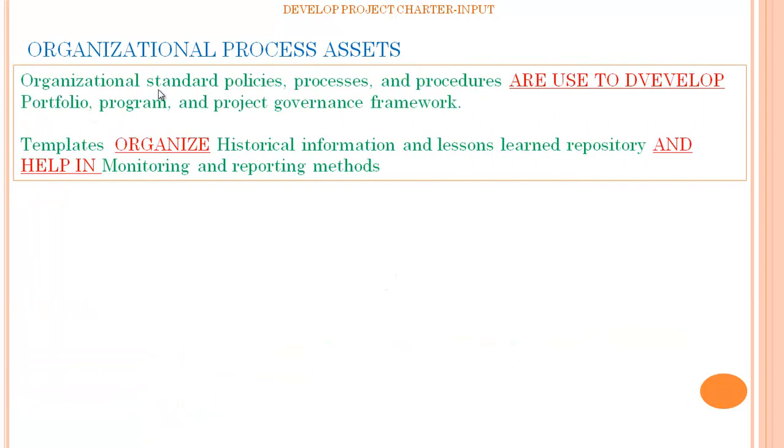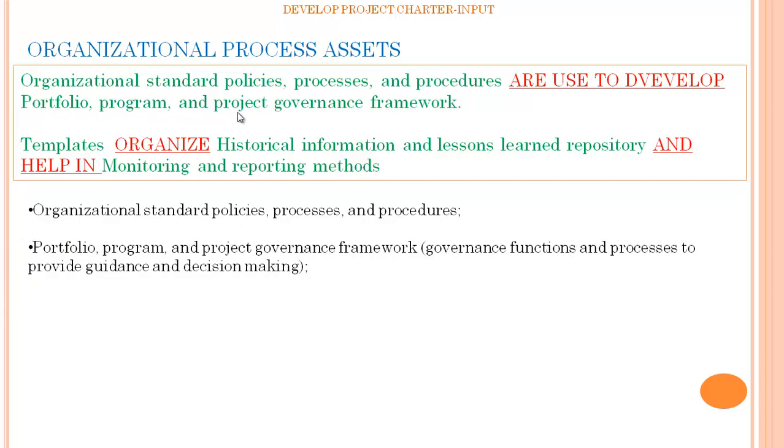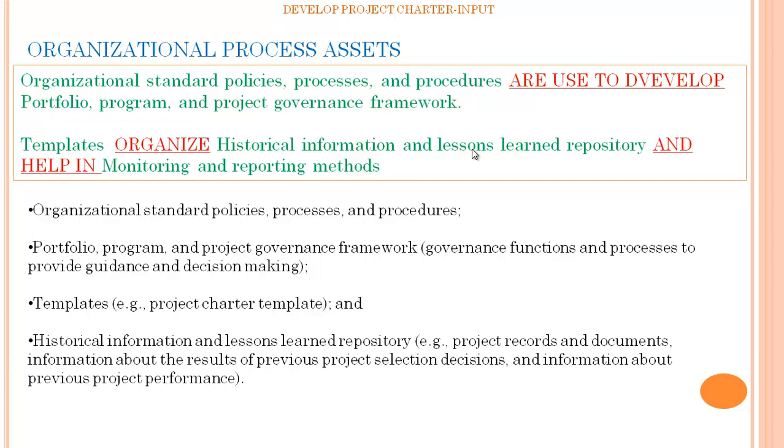I'll read it again. Organizational standard policies, processes, and procedures are used to develop portfolio, program, and project governance framework. Templates organize historical information and lessons learned repository and help in monitoring and reporting methods. From here we get it: organizational standard policies, processes and procedures, portfolio and program and project governance framework, templates, historical information and lessons learned repository, and monitoring and reporting methods. These are all organizational process assets.